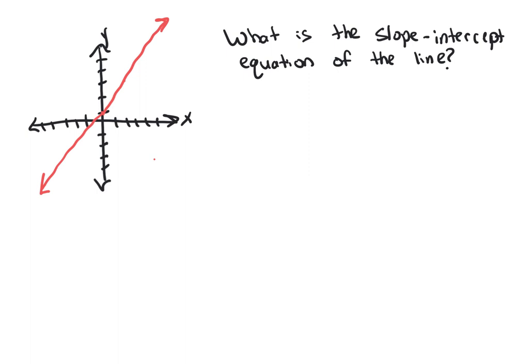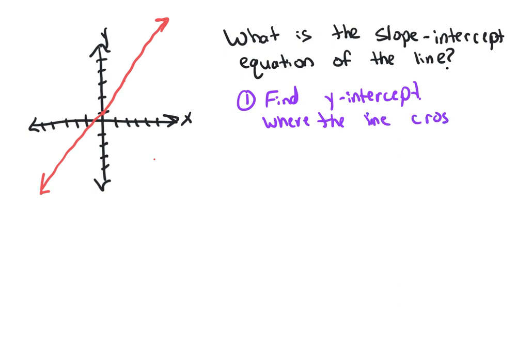What I like to do first is find the y-intercept. This is where the line crosses the y-axis. That is going to be our y-intercept. If we look right here where it crosses the y-axis, that is right there at 1. So that means b equals 1.